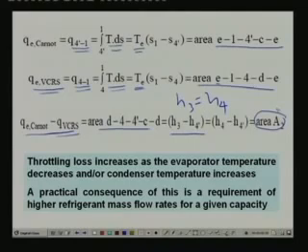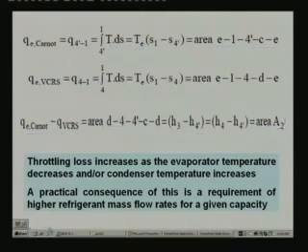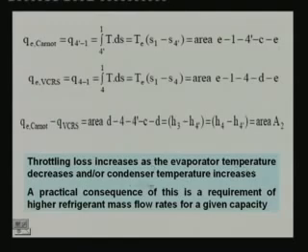Okay. And if you look at the TS diagram, you find that the throttling loss increases as the evaporator temperature decreases and or the condenser temperature increases. And a practical consequence of this is a requirement of higher refrigerant mass flow rate for a given capacity. Okay, because you are losing refrigeration effect, if the capacity is fixed, to get the same capacity, more amount of refrigerant has to circulate. Okay, so this is the consequence of changing the expansion process from isentropic expansion to isenthalpic expansion process.